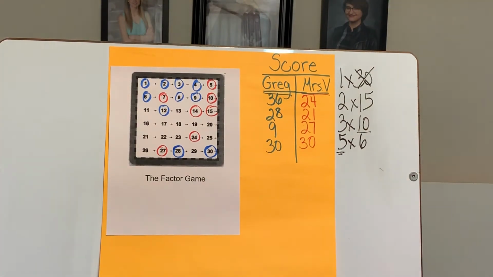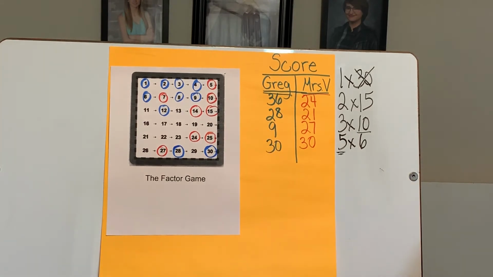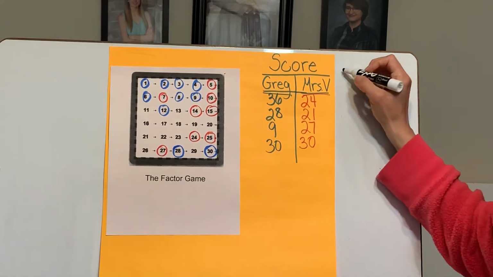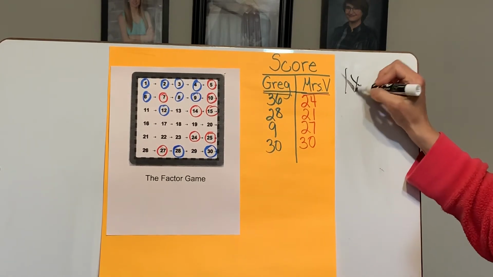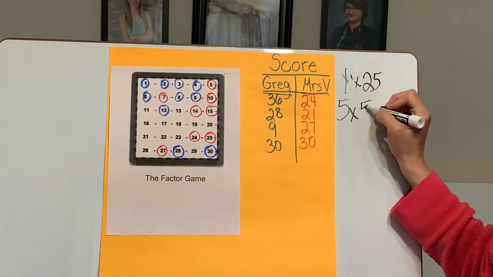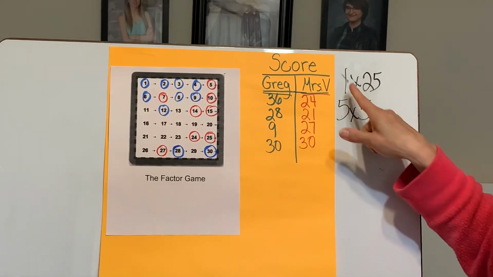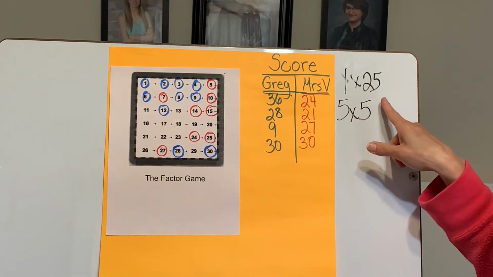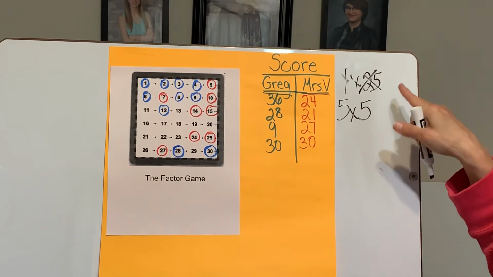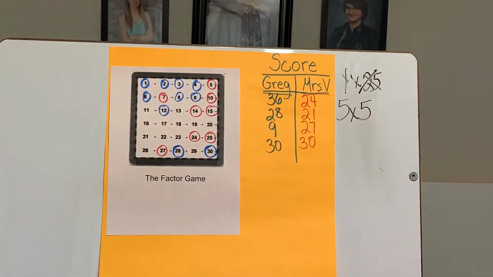Now, this time, I get to circle one, and I circle 25. All right. So let's check this one out. So 1 times 25, all right, 5 times 5, all right, well, that's all I've got. So Greg could circle 1, 5, and he can't circle 25 because that's not a proper factor, because you can't use itself. So we've got 1 and 5. Well, those have already been circled.